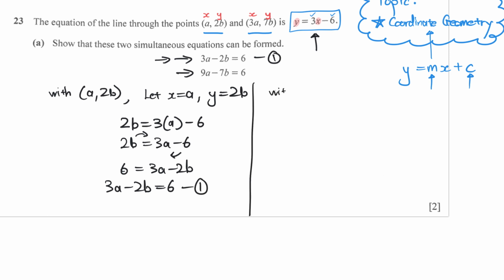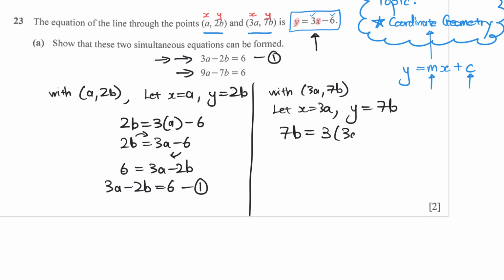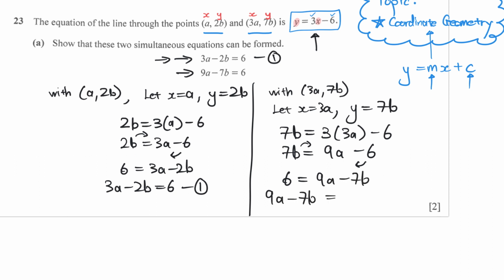Now with the second point, (3a, 7b), we will let x take on the value of 3a and y take on the value of 7b. So now let's put it in. And you will have 7b equals 3 times 3a minus 6. Expanding that out, we'll get 9a minus 6. And again, swapping sides, 7b and the negative 6 swapping sides, I'll get positive 6 is 9a minus 7b, and flipping it around, we will get exactly equation 2 here.